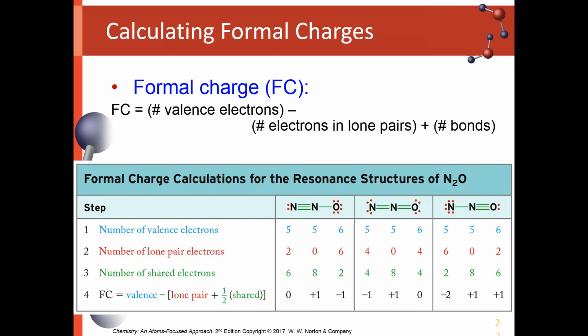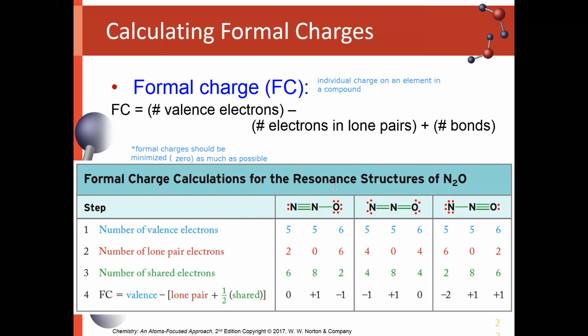We can calculate the formal charge, and formal charge is the individual charge on an element in a compound. Generally speaking, formal charges should be minimized, 0, as much as possible. So if I look at these three structures, and all of them meet the initial eye test, they all tell us, hey, look, these are all structures. They all have the correct number of electrons. They seem to be kind of equivalent.